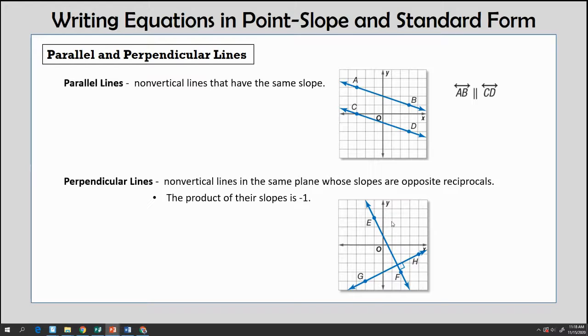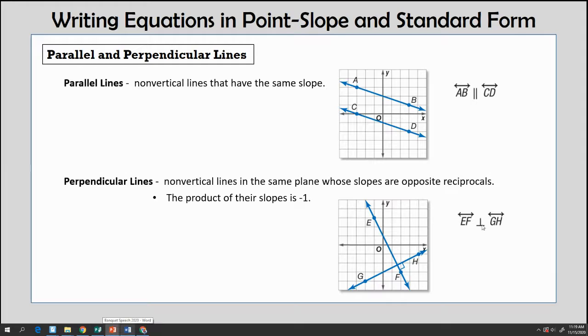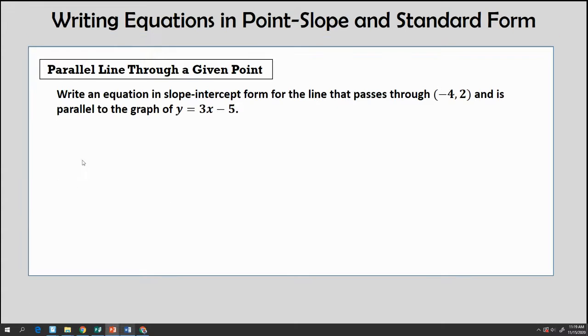Okay. Now we're going to look more closely at that as we move forward. But that's the two main ideas, guys. You got to write that down and know it. Parallel lines, same slope. Perpendicular lines have slopes that are opposite reciprocals and they form right angles. Let me go back here a second. This is the symbol for perpendicular, an upside down T looking thing. So EF is perpendicular to GH. So you'll see that. We have to know what it means.